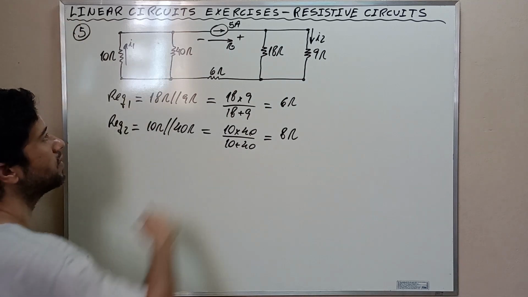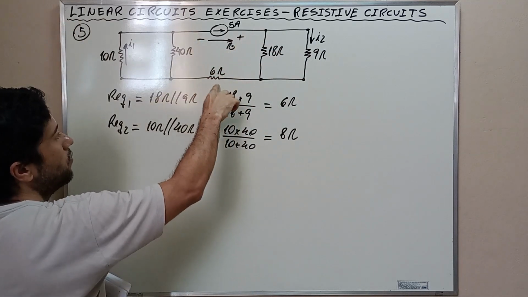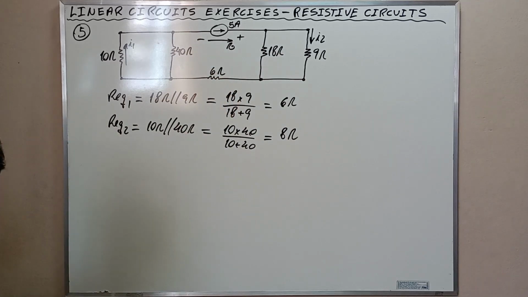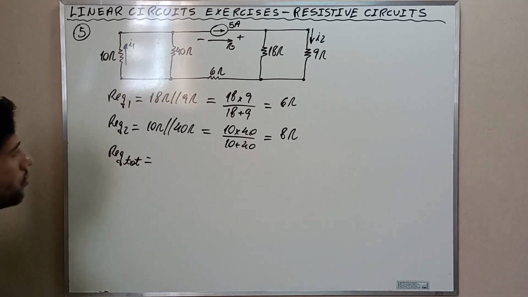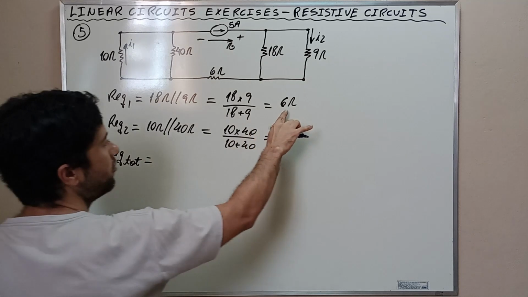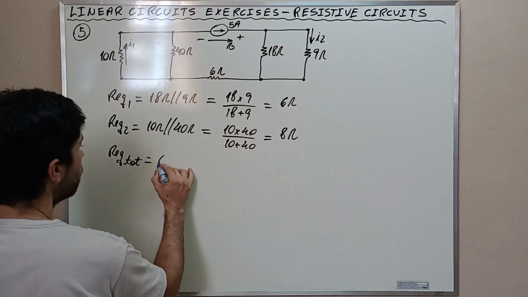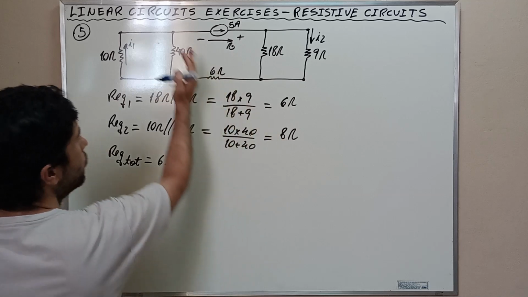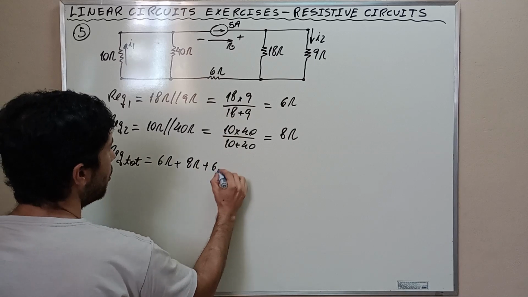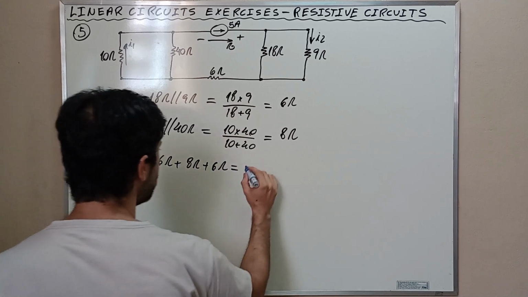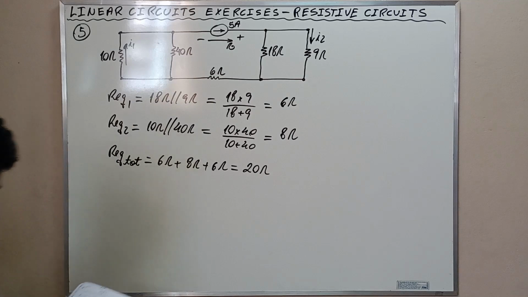And observe that they are in series with this 6 ohms resistance, and the total equivalent resistance is going to be this 6, which replaces this, plus this 8, which replaces this, plus this 6 ohms, and this is equal to 20 ohms, okay? And we are going to use this. We are going to use the equivalent resistance that we just found.